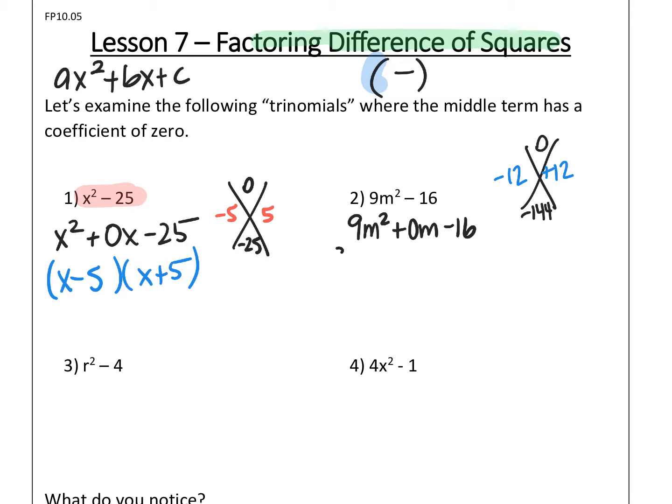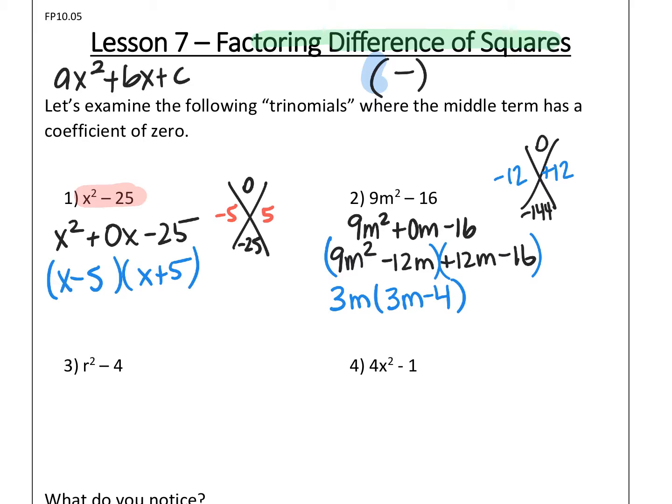So if I rewrite that middle term, 9m squared minus 12m plus 12m minus 16, and I group, I can take out a 3m from my first group, and that will leave me with 3m minus 4. And I can take out a plus 4, and that will leave me with 3m minus 4. So my factors are 3m minus 4 and 3m plus 4.